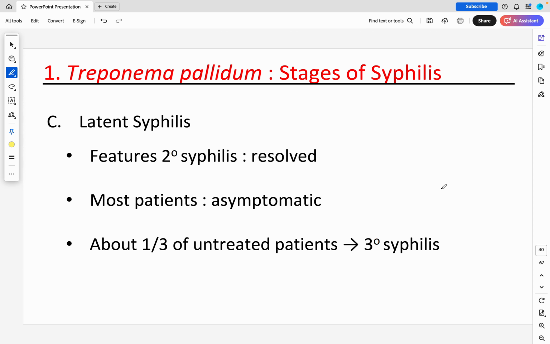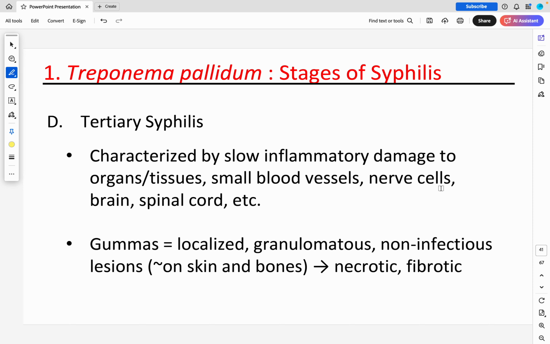Then there is latent syphilis, when secondary syphilis is already resolved. In such cases, most patients are asymptomatic, and about 1/3 of untreated patients progress to tertiary syphilis. Tertiary syphilis is now the end game of syphilis infection.